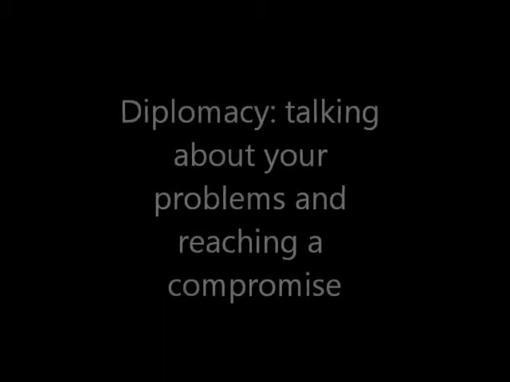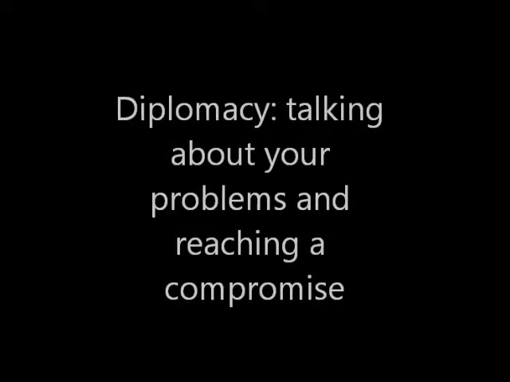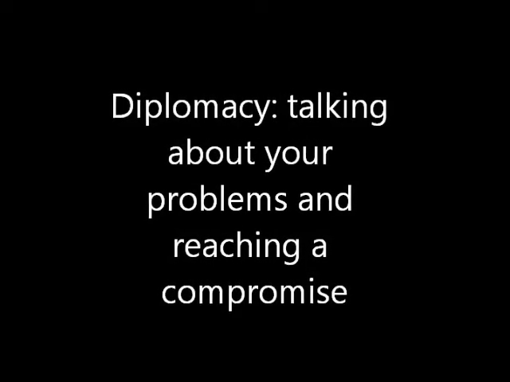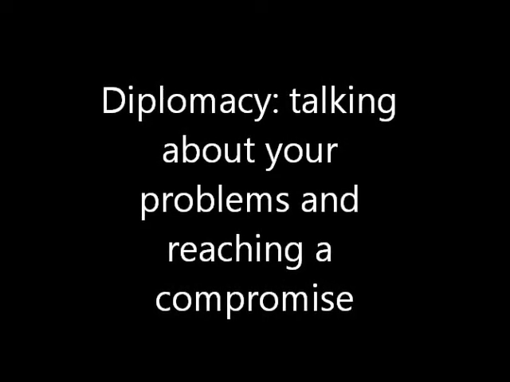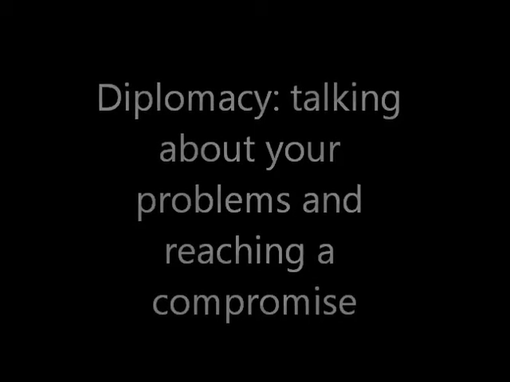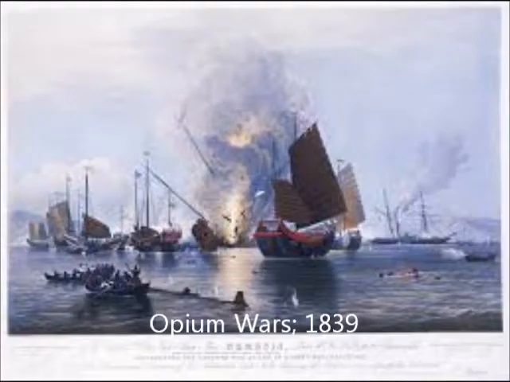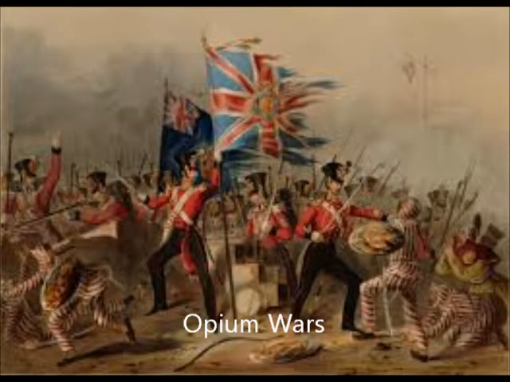When you are diplomatic or engage in what is known as diplomacy, you are discussing a problem civilly in order to reach an amicable resolution or compromise. When it became clear the British were unwilling to stop the sale of opium in China, violence broke out. The Chinese attacked a British shipment of opium in 1839, which led to a series of battles called the Opium War. The British were able to defeat the Chinese using a superior military and modern technology.